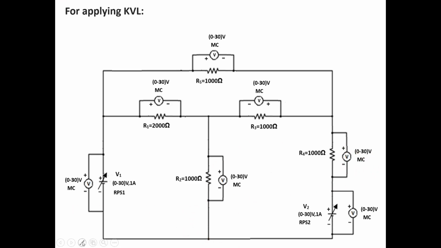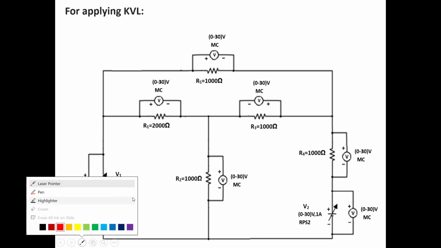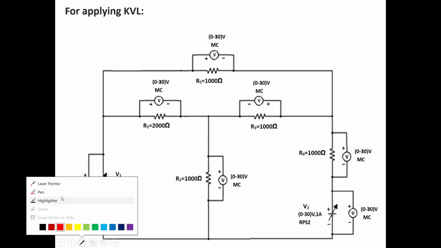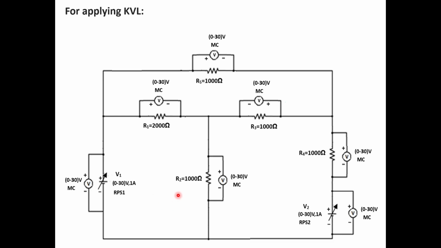So this is the practical circuit diagram to verify Kirchhoff's voltage law in each loop. There are 3 loops. This is one loop. This is another loop. This is the third loop. In each loop, we will measure the voltage, and we will verify Kirchhoff's voltage law by simply checking whether the algebraic sum of voltages in each loop is equal to 0 or not. If the algebraic sum of all the voltages in a closed loop is equal to 0, then Kirchhoff's voltage law is verified.